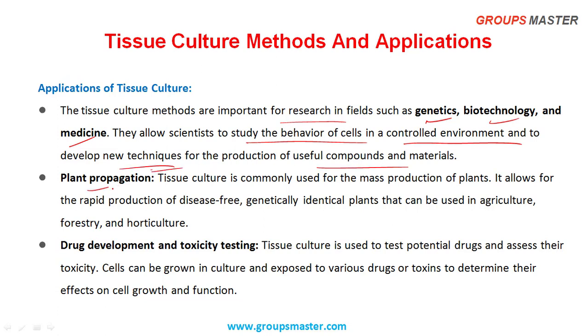One of the applications of tissue culture method is plant propagation. The tissue culture is commonly used for the mass production of plants. It allows for the rapid production of disease-free, genetically identical plants that can be used in agriculture, forestry and horticulture.